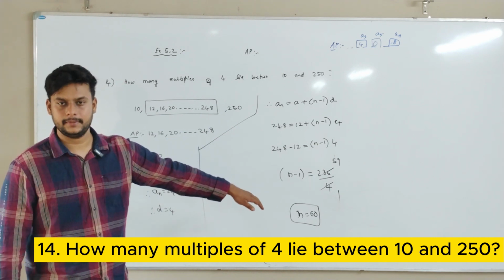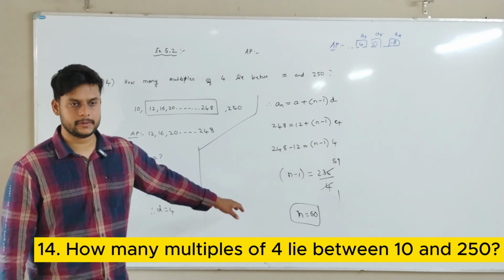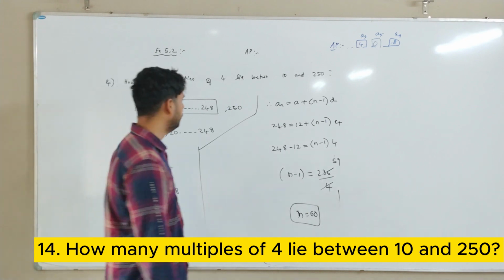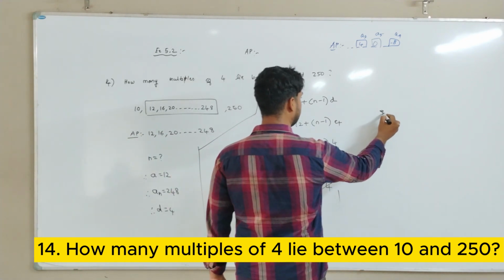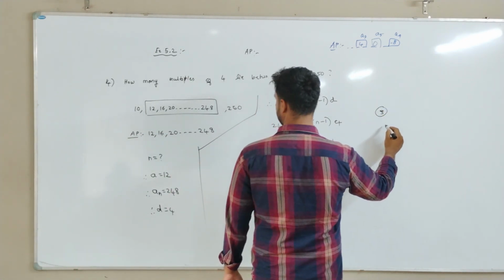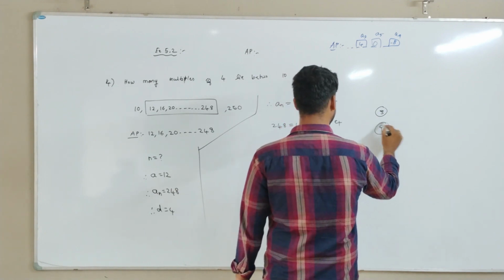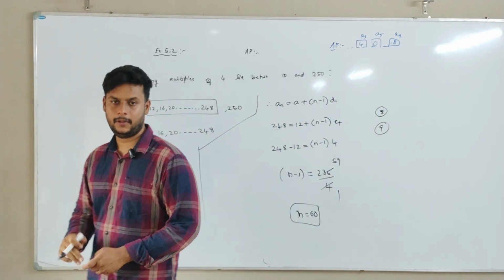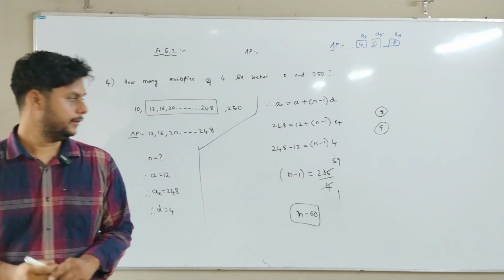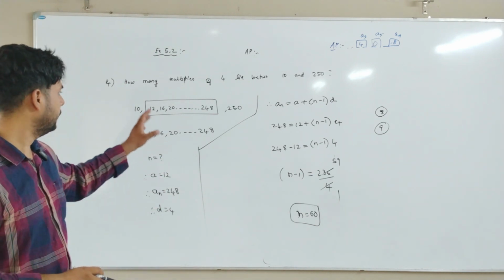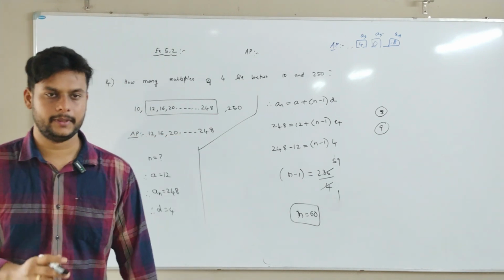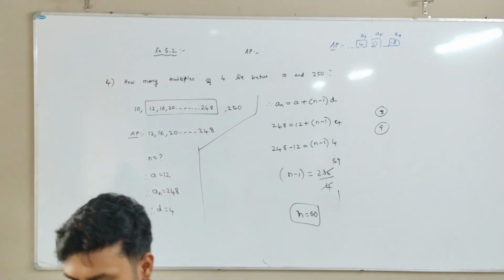Any doubts? Today I'll stop here. So you find me the multiples of 3 and 9. How many multiples of 3 are there from 10 to 250, and the same for 9? That's the homework.